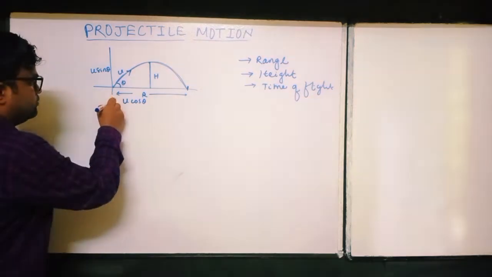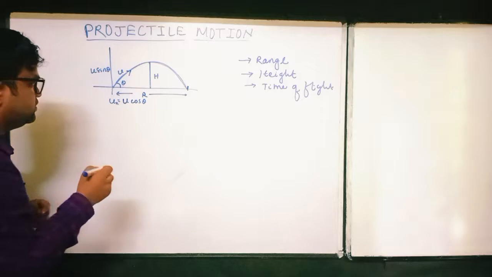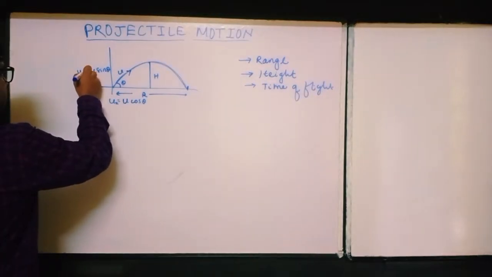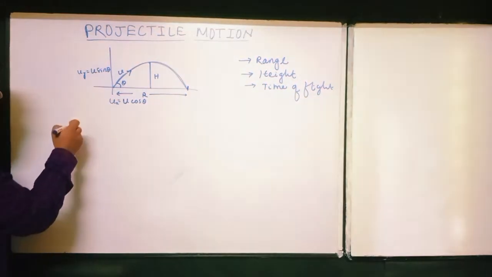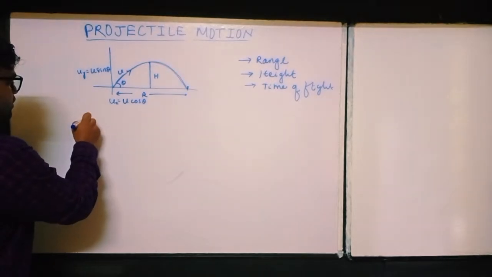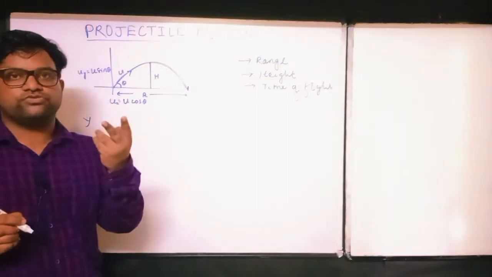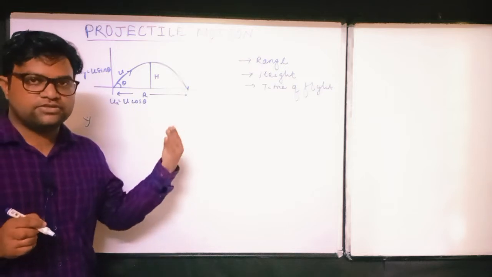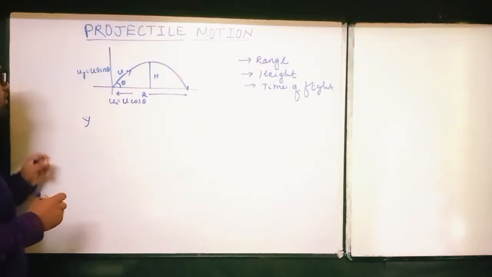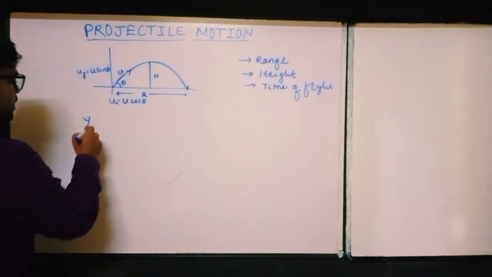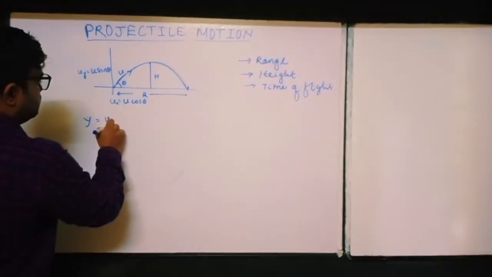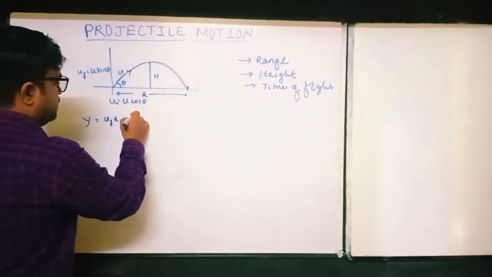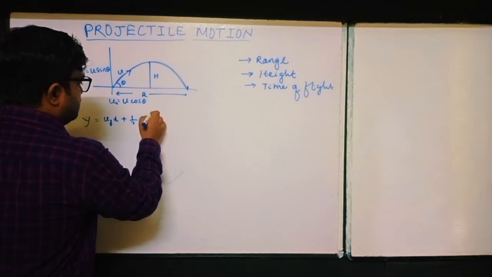We will write it as u subscript x, that is the x component, and u subscript y, that is the y component. Now we can write the equation of motion. You know that s is equal to ut plus half at square. So we will write two equations, the equation of motion along the y direction and along the x direction. Along the y direction, it is y equal to u_y t plus half a_y t square.